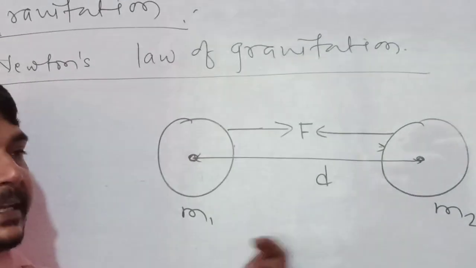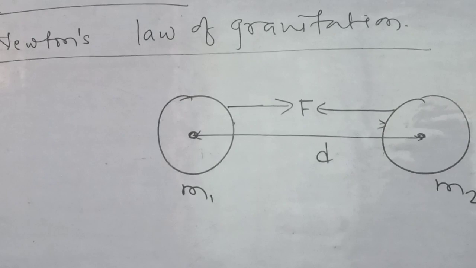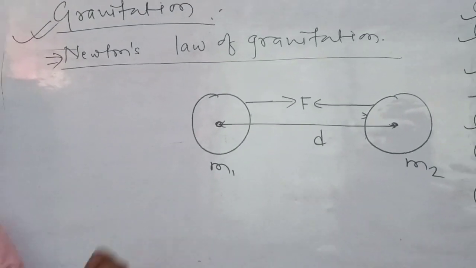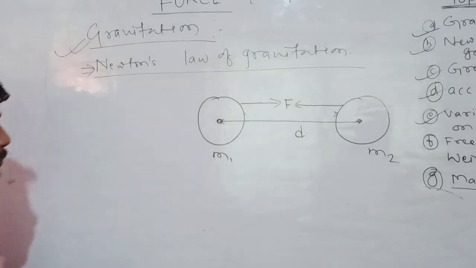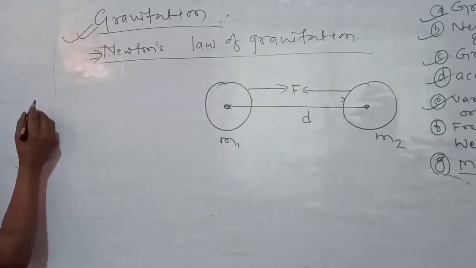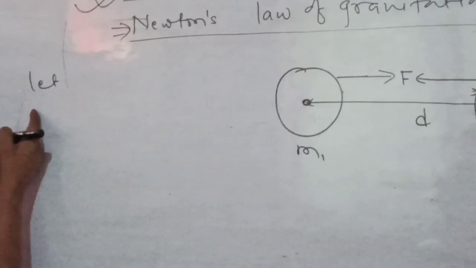m1 र m2 ले एक अर्कालाई कति फोर्सले तान्दै छ, that is what we say Newton's law of gravitation मा त्यही फोर्स को म्याग्निट्युड भ्यालु कति हुन्छ त्यो निकाल्न सक्छौं हामी. So what is the value of this force of gravitation? So first what we have done is we will write it up here.